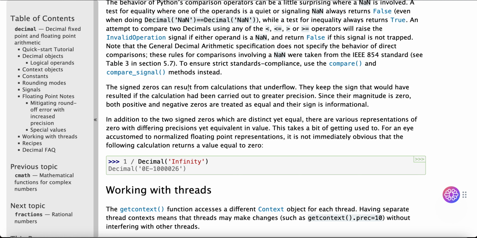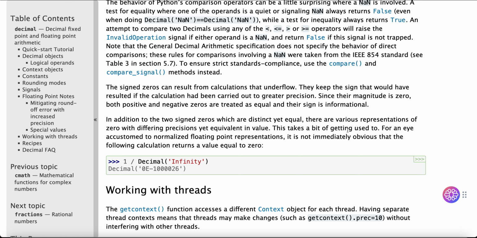The signed zeros can result from calculations that underflow. They keep the sign that would have resulted if the calculation had been carried out to greater precision. Since their magnitude is zero, both positive and negative zeros are treated as equal and their sign is informational. In addition to the two signed zeros, which are distinct yet equal, there are various representations of zero with differing precisions yet equivalent in value.